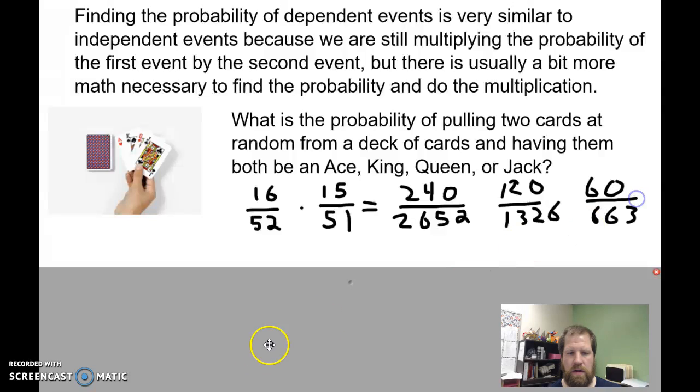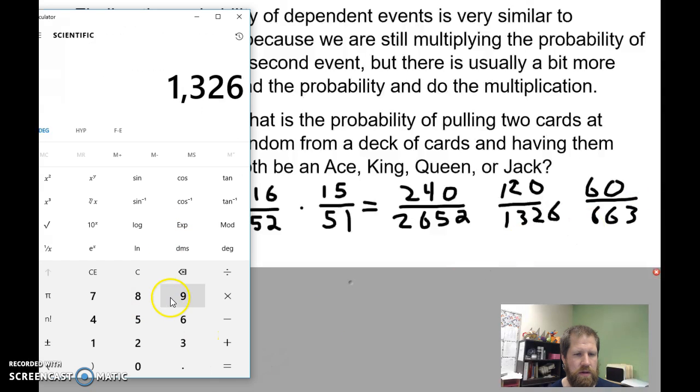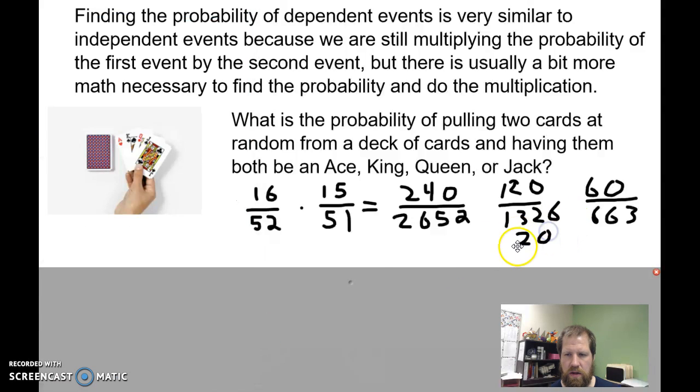663. Let me make sure, divided by 2, yeah, 60. Now both of those are divisible by 3, so divide by 3: 20 out of 221. I might be wrong, but I think that's as simplified as we can have it. So that would be our answer, 20 out of 221.